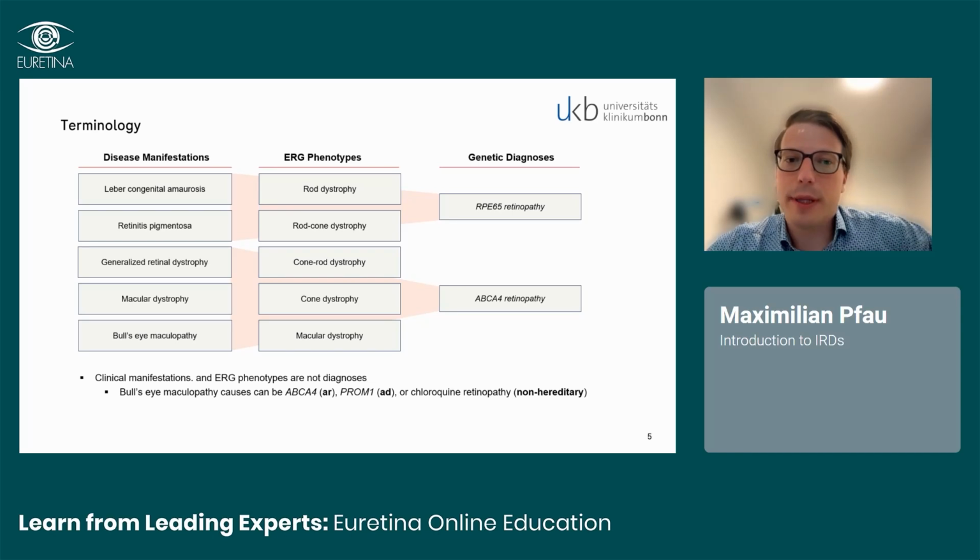And then also it's important that, of course, some disease manifestations like this isolated bullseye maculopathy can be caused by several types of genes, could be ABCA4 gene. It's important to know that because that's autosomal recessive, but it can also be caused by PROM1, which would be an autosomal dominant disease, or even by non-hereditary diseases.